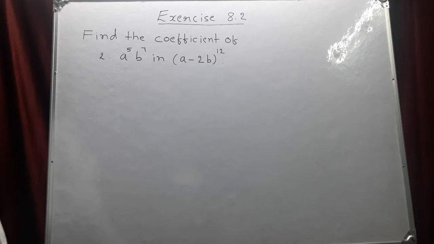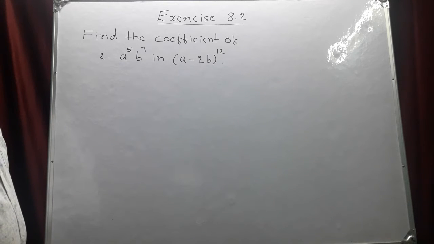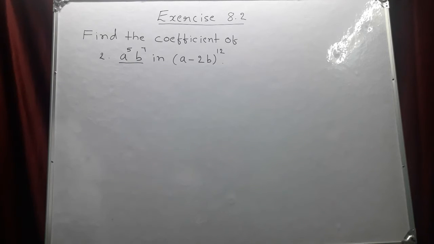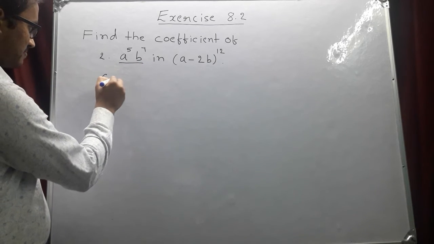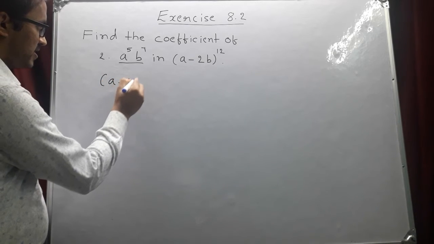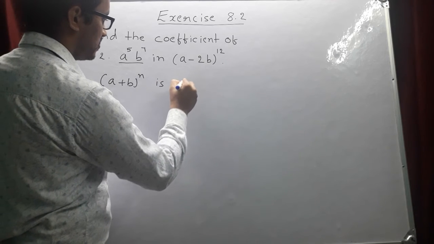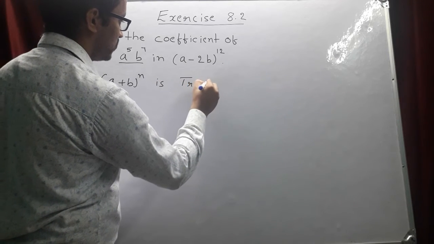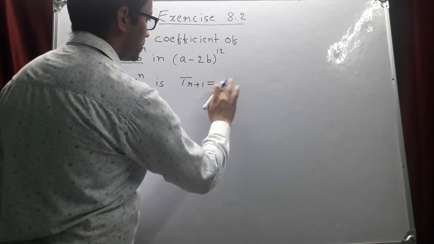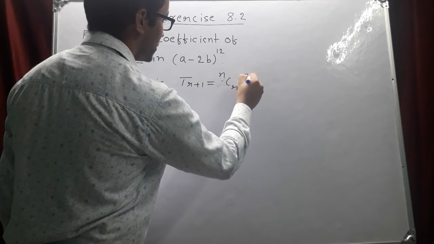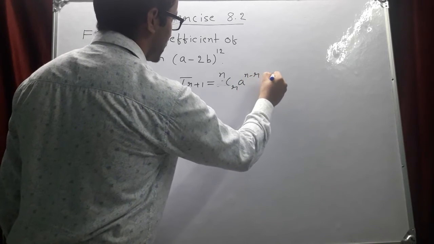Second question: a power 5 b power 7 in (a minus 2b) power 12. So we have to find the coefficient of a power 5 b power 7. We know that the general term in the expansion of (a plus b) power n is given by t r plus 1 equals nCr a power n minus r into b power r.